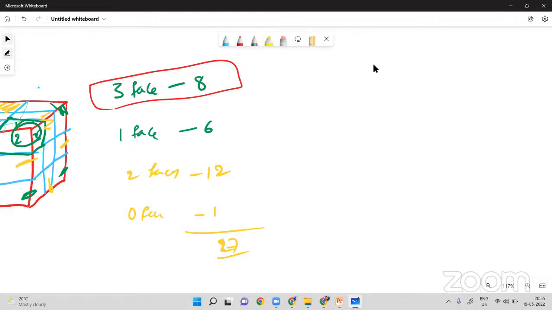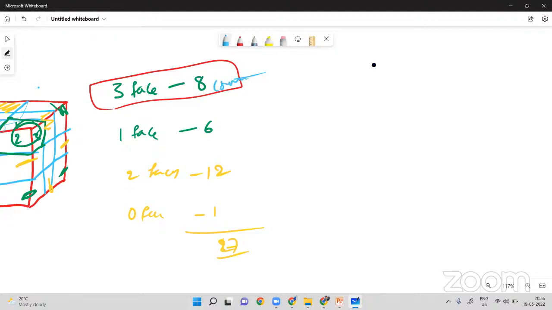The number of three-sided painted cubes is always fixed, no doubt in that. This will be 8 only, for 4 sides or 10 sides or 20 sides also. That is fixed because three sides painted happens only at corners, and for any cube there will be only 8 corners. So these 8 are corners, these are fixed.